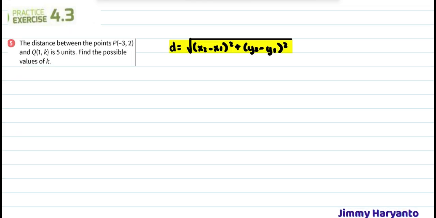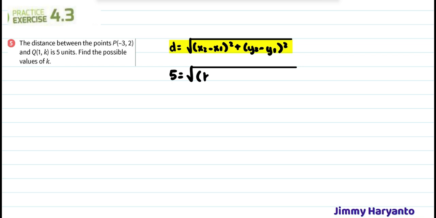Next is question 5. For question 5, the distance is given, which is 5. So 5 equals square root of x2. I will take k as the y2. 1 as the x2. 1 minus x1 is negative 3, plus y2 is k, y1 is 2.